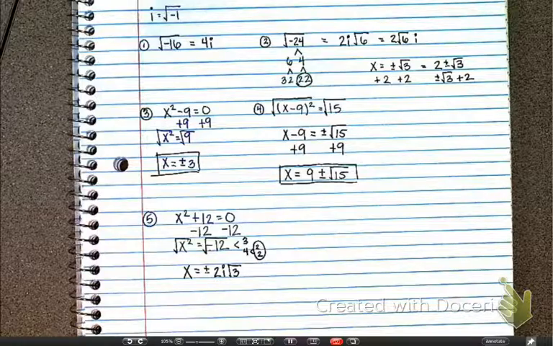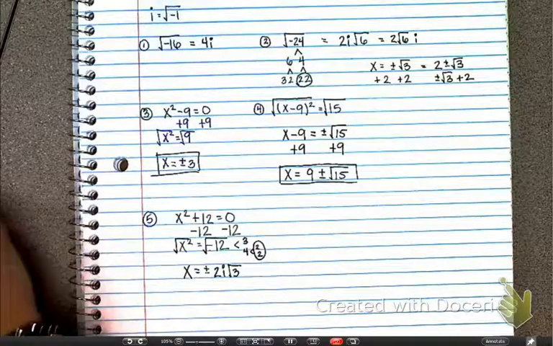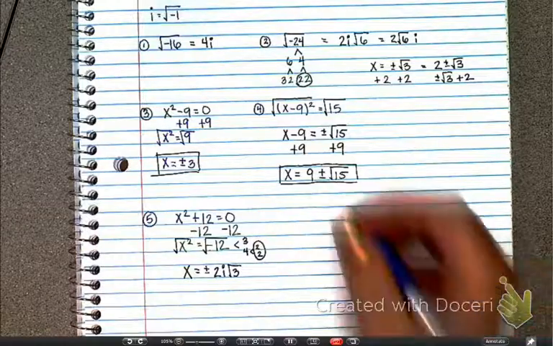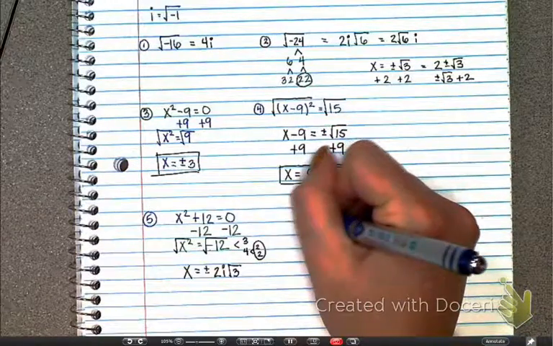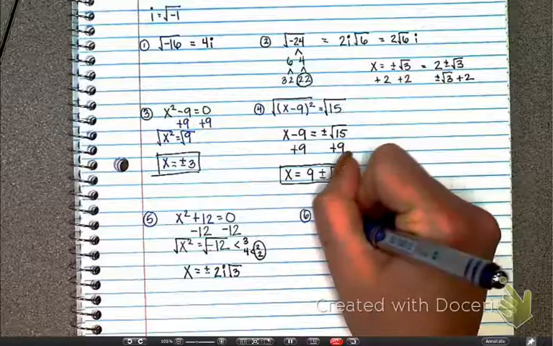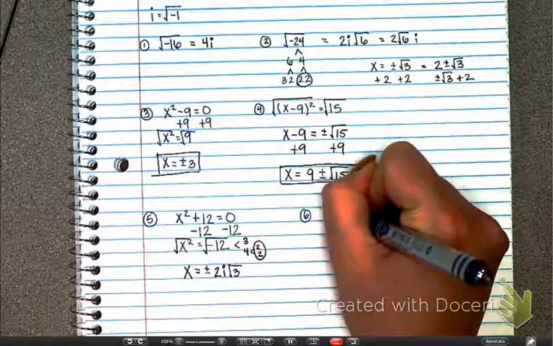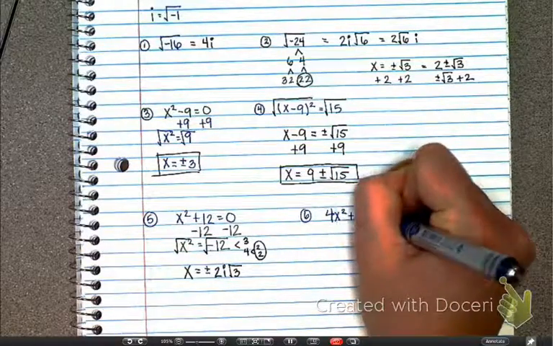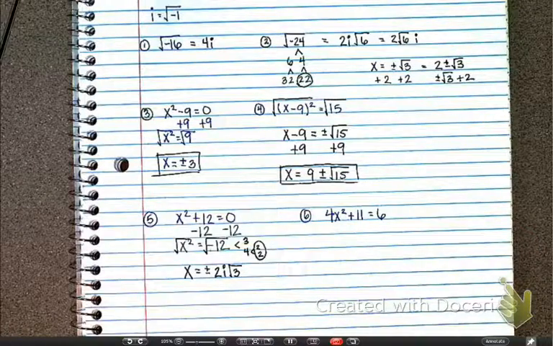That's as much as we're doing. You're just adding an i if there's a negative. Okay, so you do this one. It's not going to be harder. It's because there's a negative underneath the square root, so you have to take that out and make it an i.